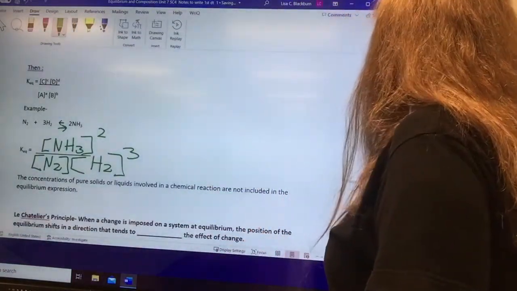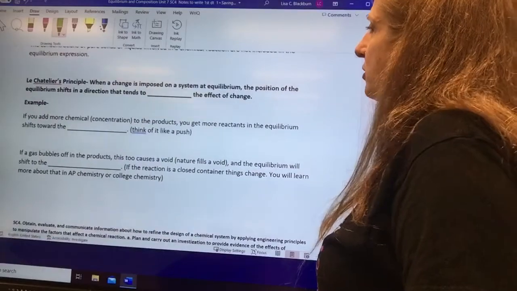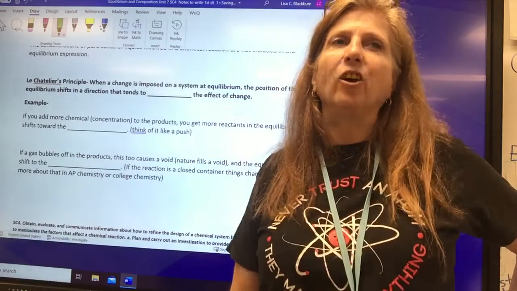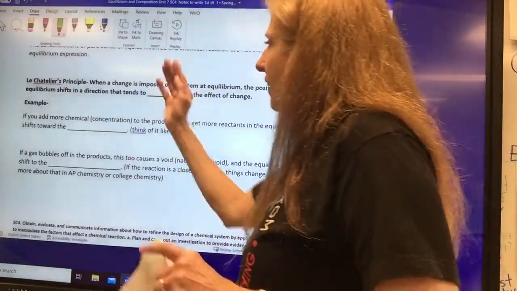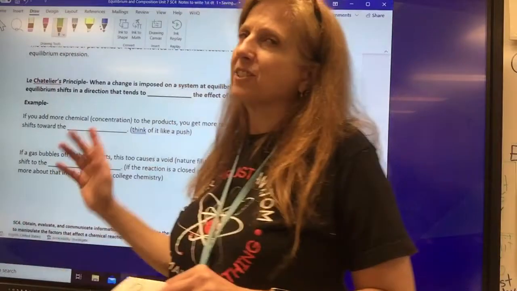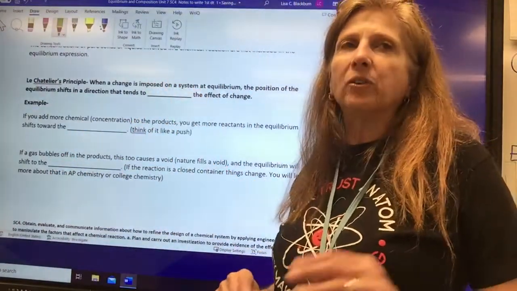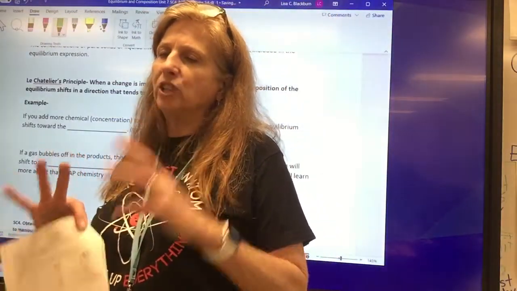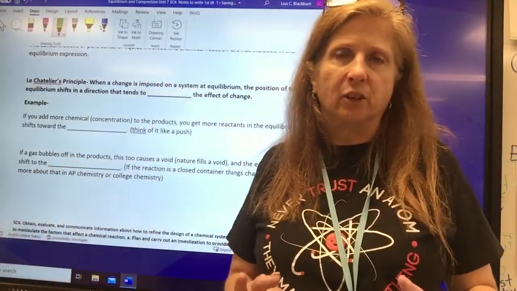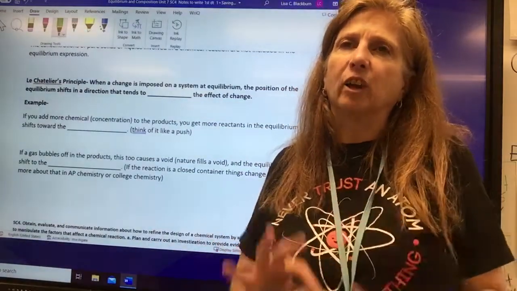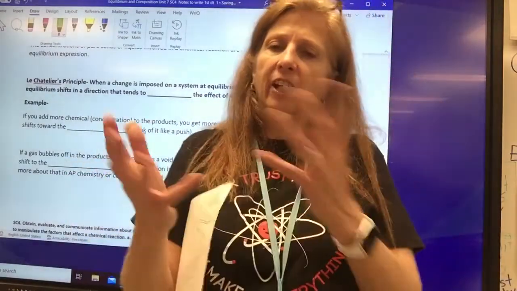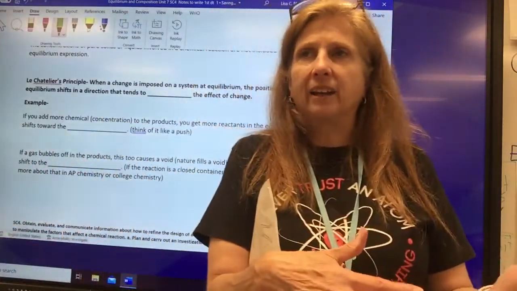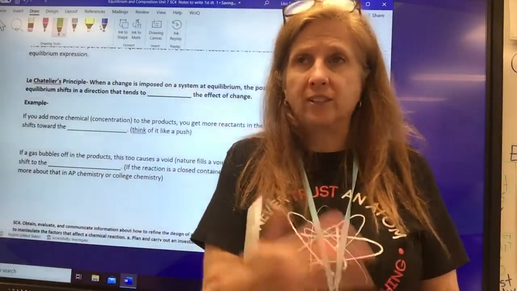Okay, so this is our standard here that's really stressed, and now I say it Le Chatelier. I know I'm saying it wrong, so just go with it. Okay, so there's this French dude, Le Chatelier. He came up with the principle that if you put a change on a system, a chemical reaction, the equilibrium will shift toward either more products or more reactants to alleviate the stress on the system.